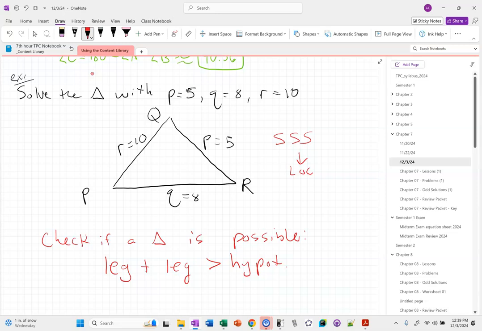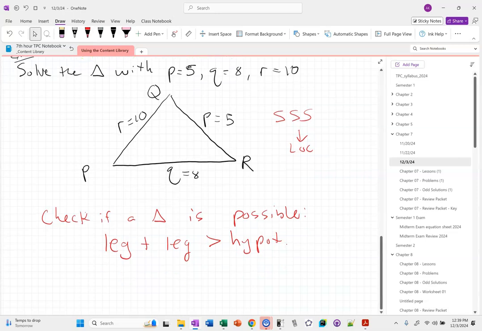Everybody's good? So we do need to check this at first because I guarantee you Mr. Kulik's going to sneak in some impossible problems on you. All right. So the question is, Mr. Kulik, how do I know which side is the hypotenuse? 5, 8, or 10? It's the longest one. It's the 10. It's the biggest number, right? Okay, does it matter which leg is which? No. Is 5 plus 8 greater than 10? Yup. So I'll proceed. Everybody's okay?